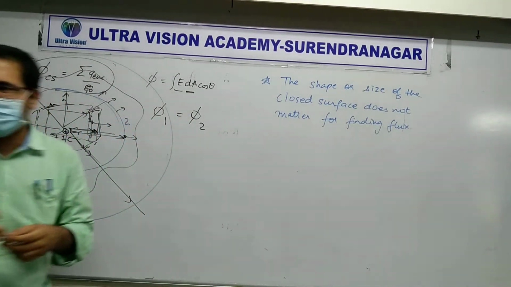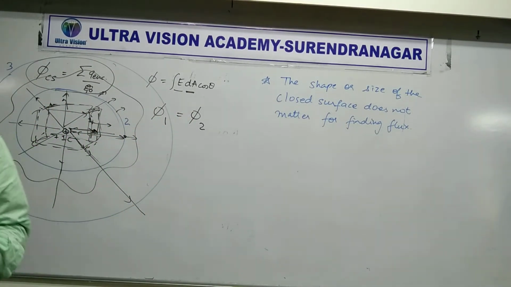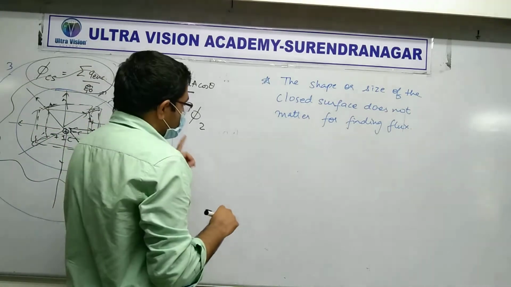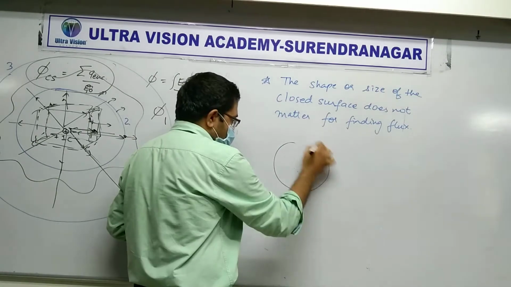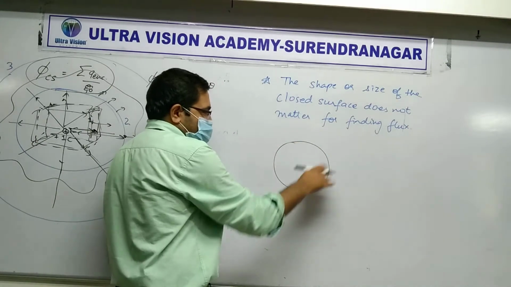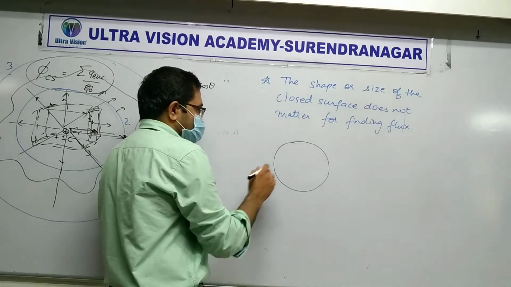Why is it that the charge outside doesn't affect anything as far as flux is concerned? Let me explain. Suppose here is a sphere. This is an imaginary closed surface.